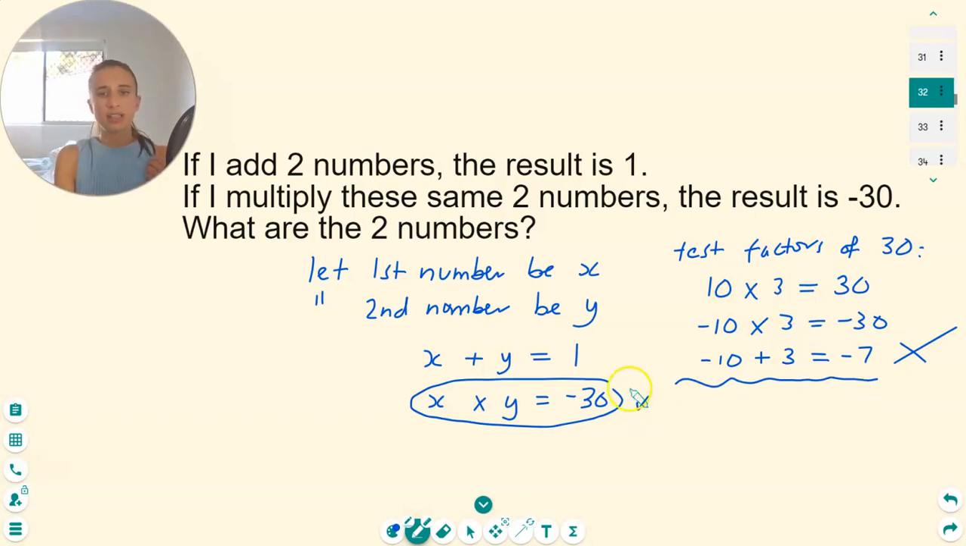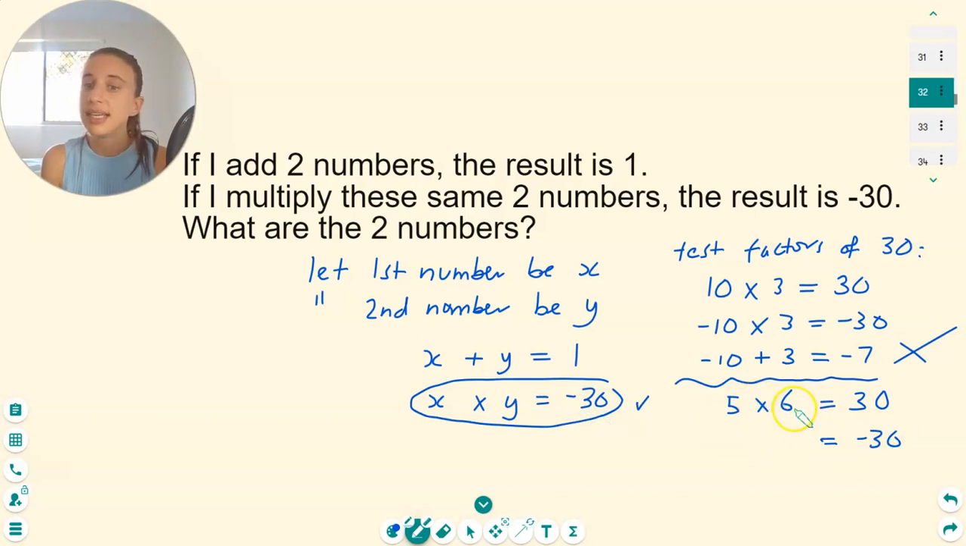What are some other factors of 30? Remember, ignore that negative sign for now. Some other factors of 30, okay, 5 times 6. That would give me the answer, right? 5 sixes are 30. But we need to get to negative 30, so we know that the signs must be different. So let's make one of these numbers negative. Let's make the 6 negative. So our two numbers now that we're testing are 5 and negative 6.